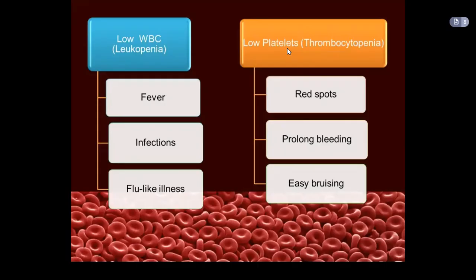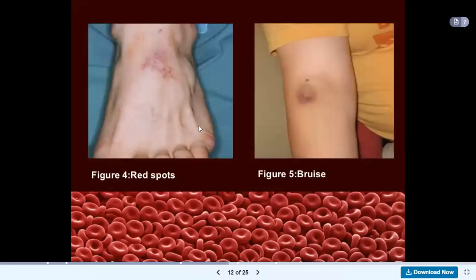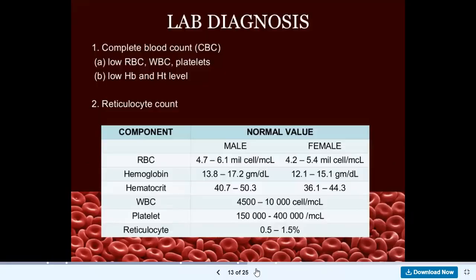So a patient with aplastic anemia will not only suffer fever, infections, flu-like illnesses, the patient would also have some red spots showing blood gathered somewhere, and then prolonged bleeding and easy bruising. Okay, so you could see here, these are the red spots under the skin. So this is actually blood gathered here, and see, this is an example of a bruise, easy bruising, and all because of low amounts of platelets.